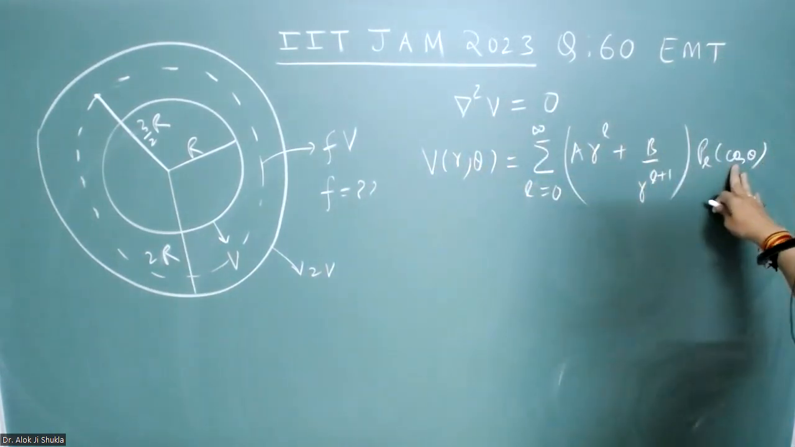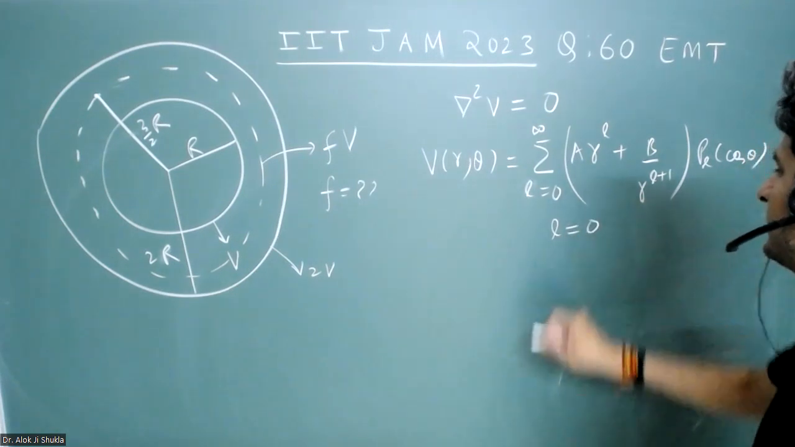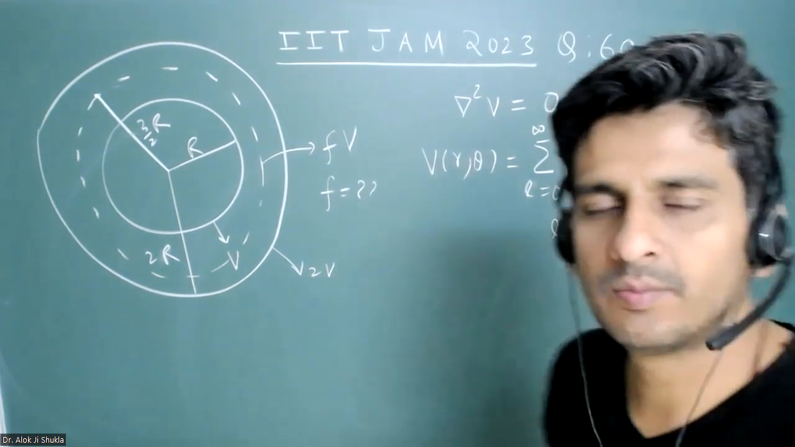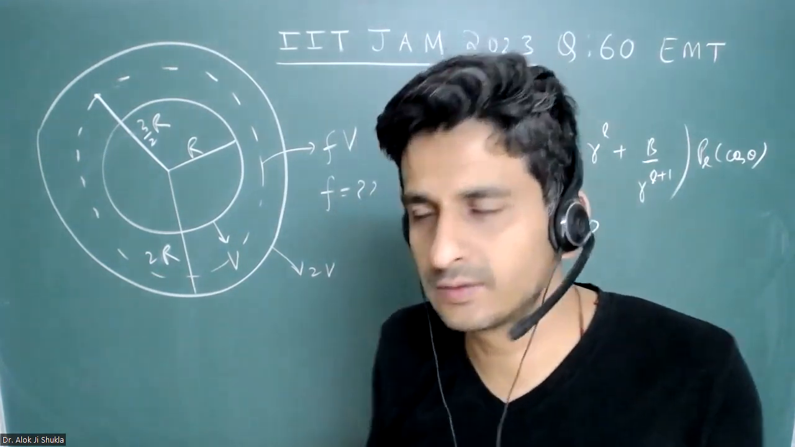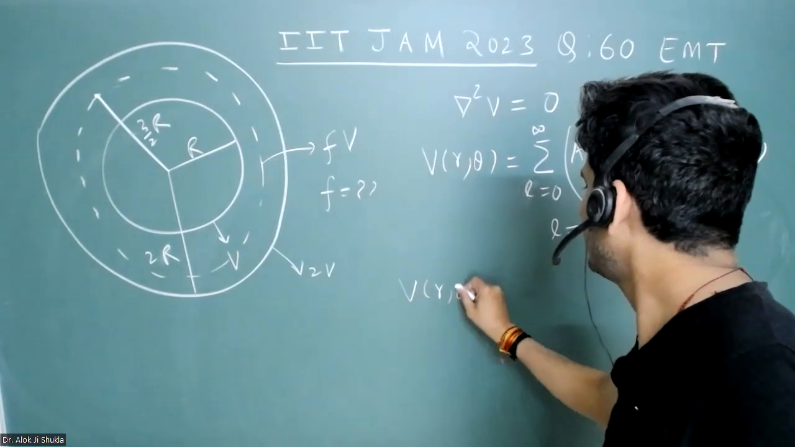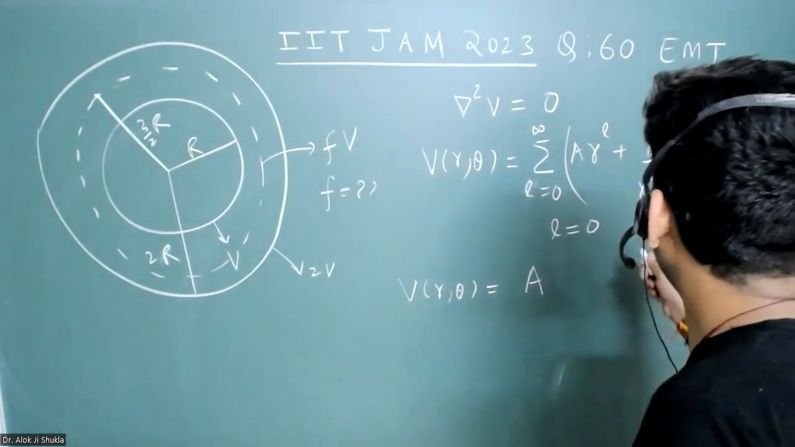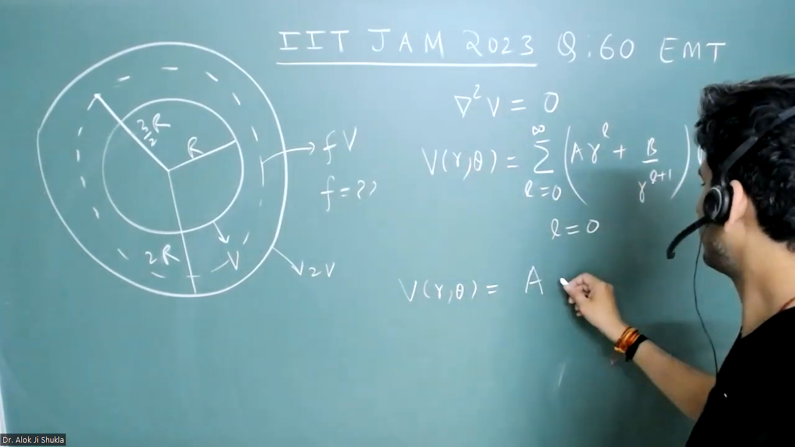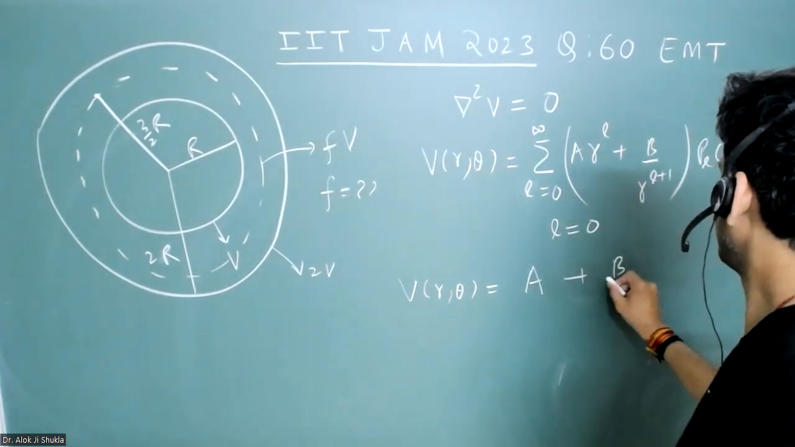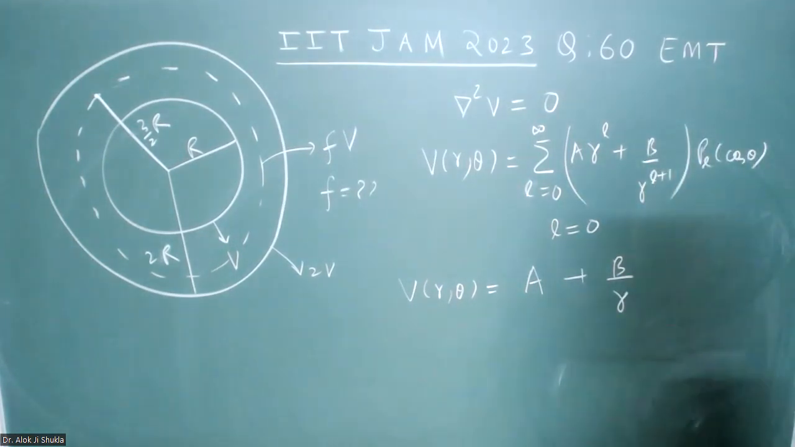If I apply this boundary condition to the shell of potential V, there is no dependence on theta. That compels that L should be equal to 0, because there should be no dependence on theta. So the profile of potential will become very easy, and it will become just A r to the power 0 plus B by r to the power 1. This is the profile of the potential.